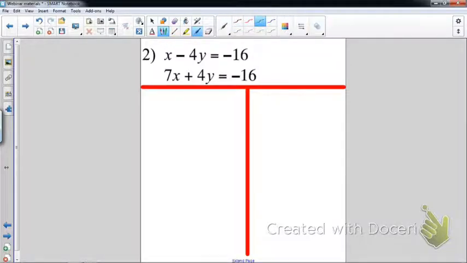So I have x minus 4y is equal to -16. What I want to do, again, is solve for y. So I'm going to highlight it so that I know what I'm talking about. This is what I want to get by itself.